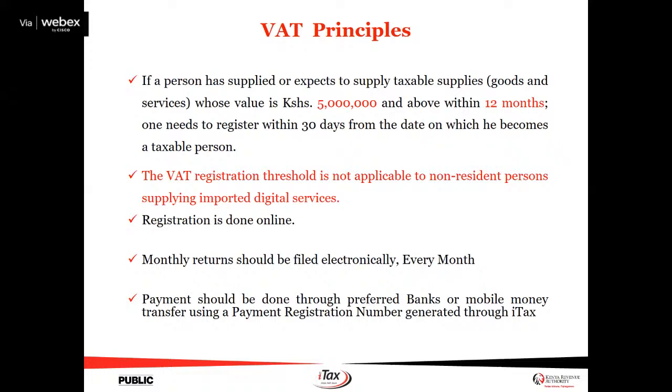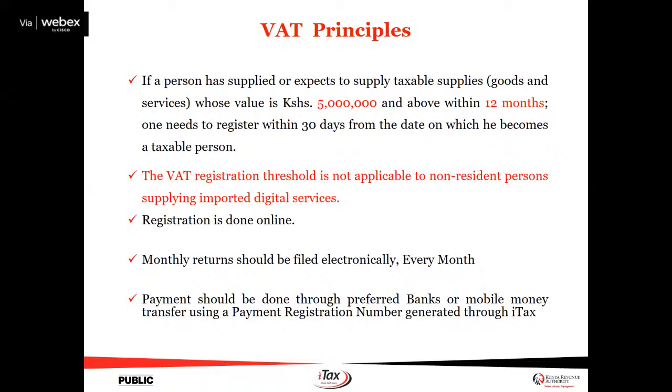We are happy to say that registration is done online. So all you need to do is just to be registered for VAT. If you go to our website through the iTax portal, you should be able to key in your PIN number. And if you're eligible for VAT, you'll be able to select VAT as an additional obligation and submit. So registration is very easy for you, and you can do it at the comfort of where you are.